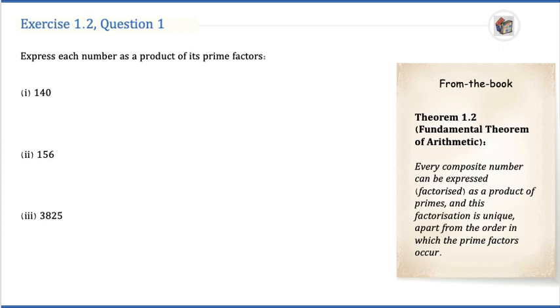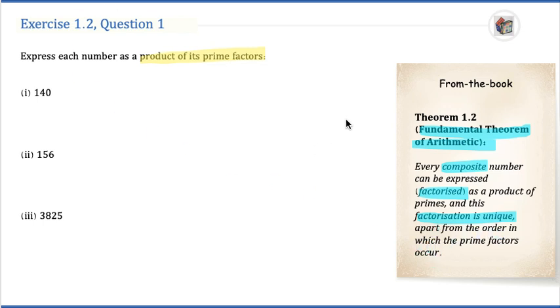Exercise 1.2, question 1. Express each number, the numbers that you see in these parts, as a product of its prime factors. That means you have to prime factorize these numbers. Now, what you need to know is, according to the fundamental theorem of arithmetic, every composite number in the world can be expressed as a product of primes, that means can be factorized, and this factorization is unique apart from the order in which the prime factors occur.